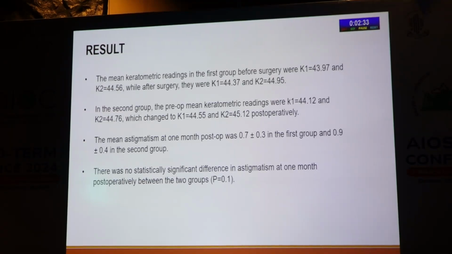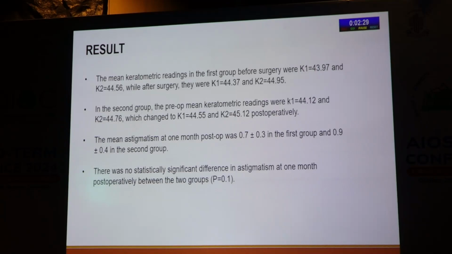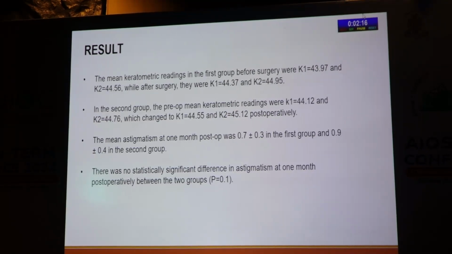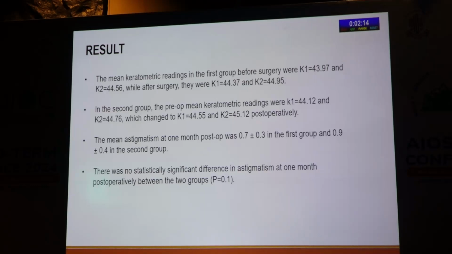Result. The mean keratometric readings in the first group before surgery were K1 43.97 and K2 44.56, while after surgery they were K1 44.37 and K2 44.95. In the second group, the pre-op mean keratometric readings were K1 44.12 and K2 44.76, which changed to K1 44.55 and K2 45.12 post-operatively.